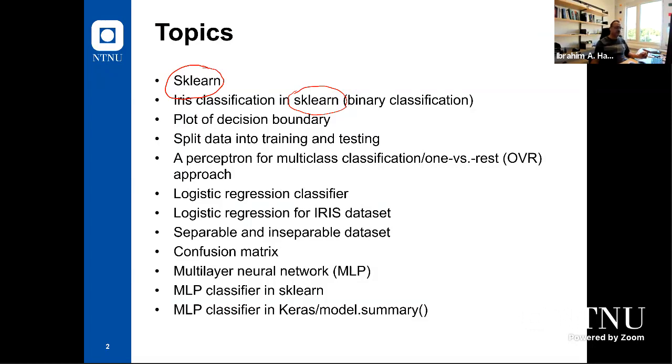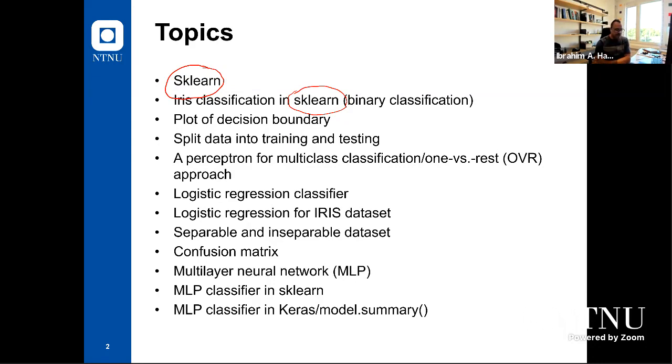Confusion matrix. So after building your model, you need to test it. Is it performing fine? How can we do this? We need to test the performance of our model, and in this case, we will use something called the confusion matrix. We will study the terms and definitions of the confusion matrix, and how we can implement it in sklearn. Quite simple. It's just one line of code.